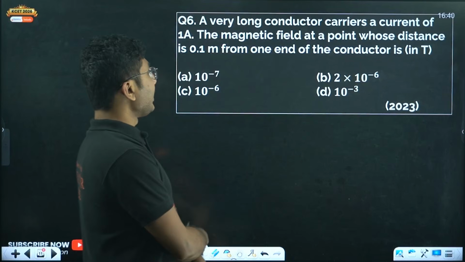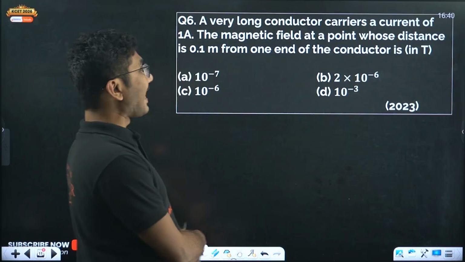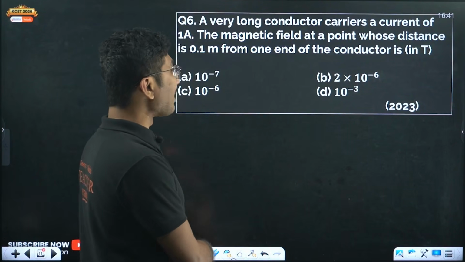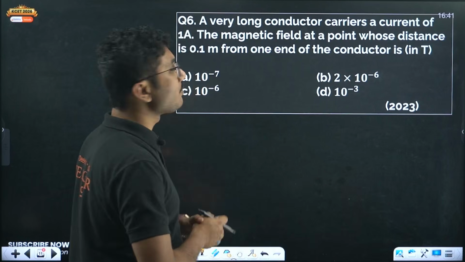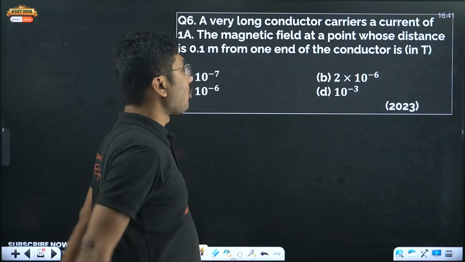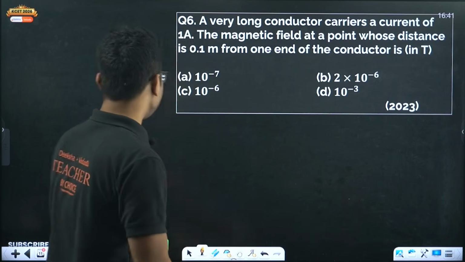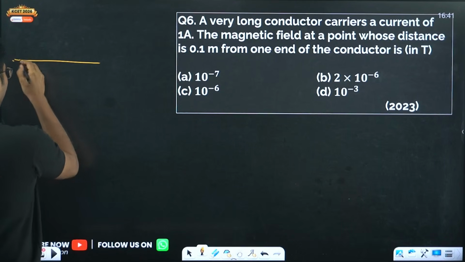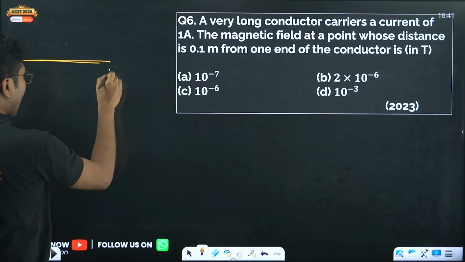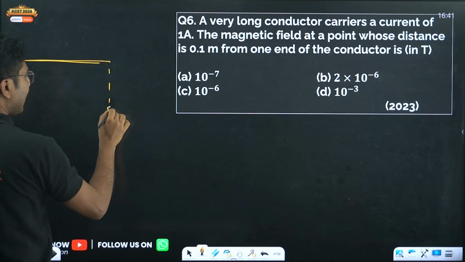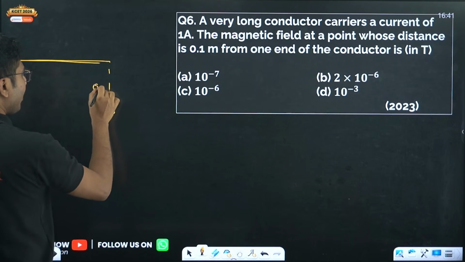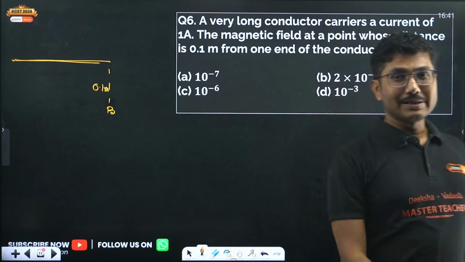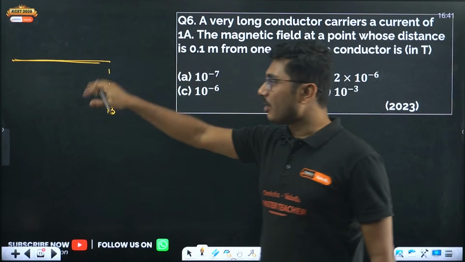Now next question, a very long conductor carries a current of 1 ampere. The magnetic field at a point whose distance is 0.1 meter from one end of the conductor is? So here we have a very long conductor, but the conductor is first of all not infinite, and we are trying to find the magnetic field at a point that is 0.1 meter from the wire at the end, not anywhere else. We are trying to find it at the end of the conductor.